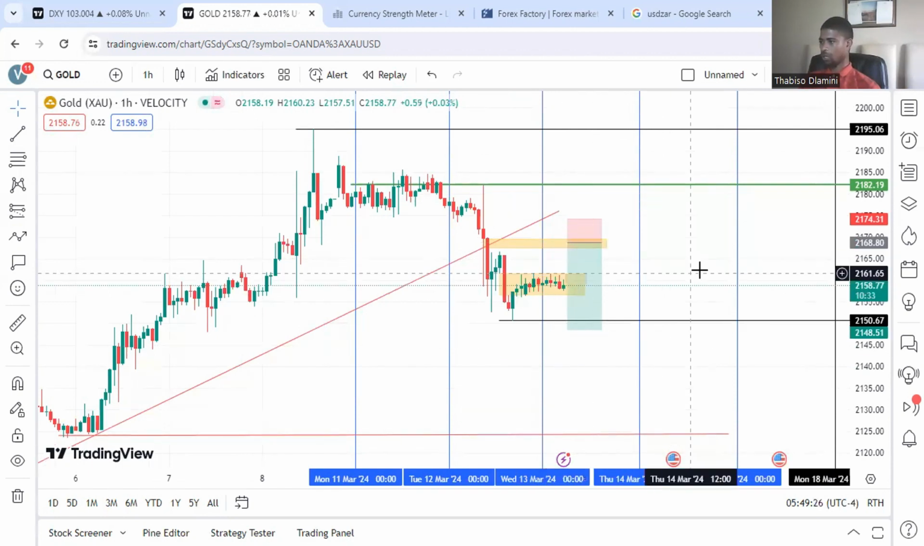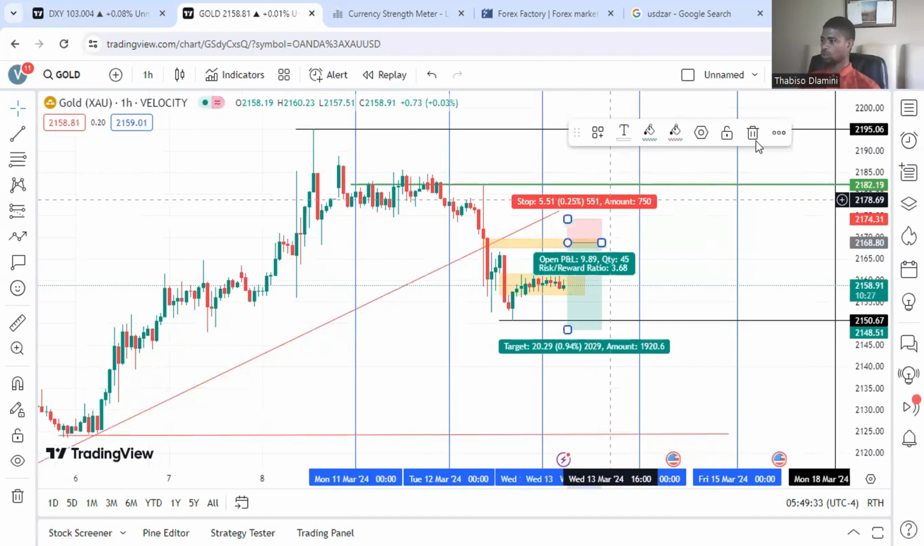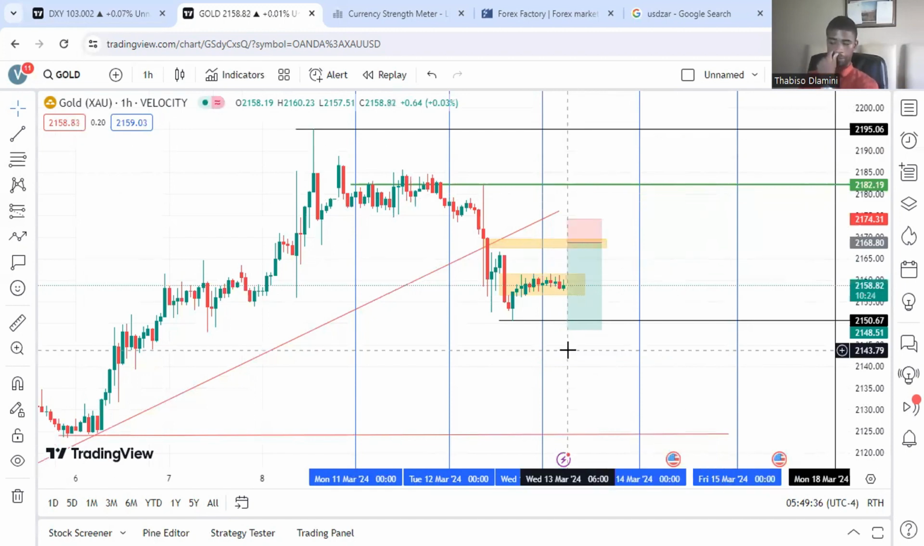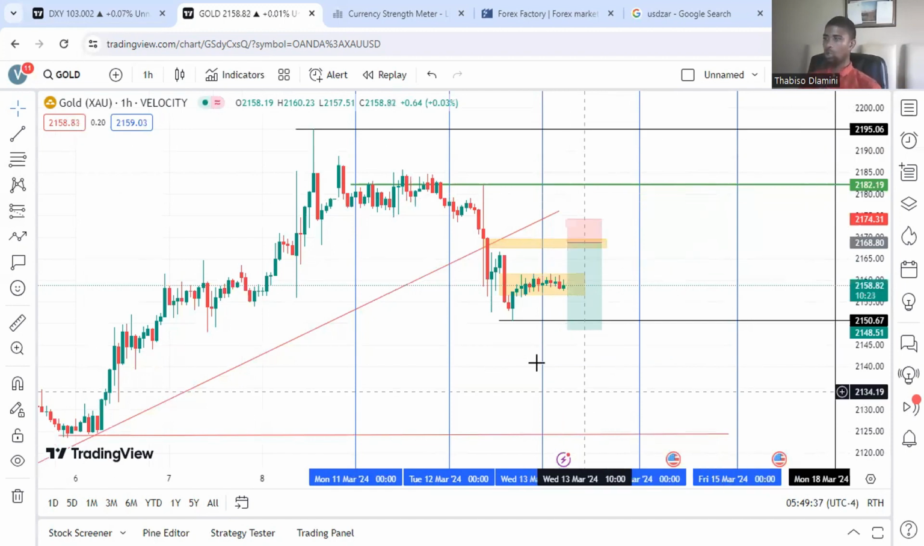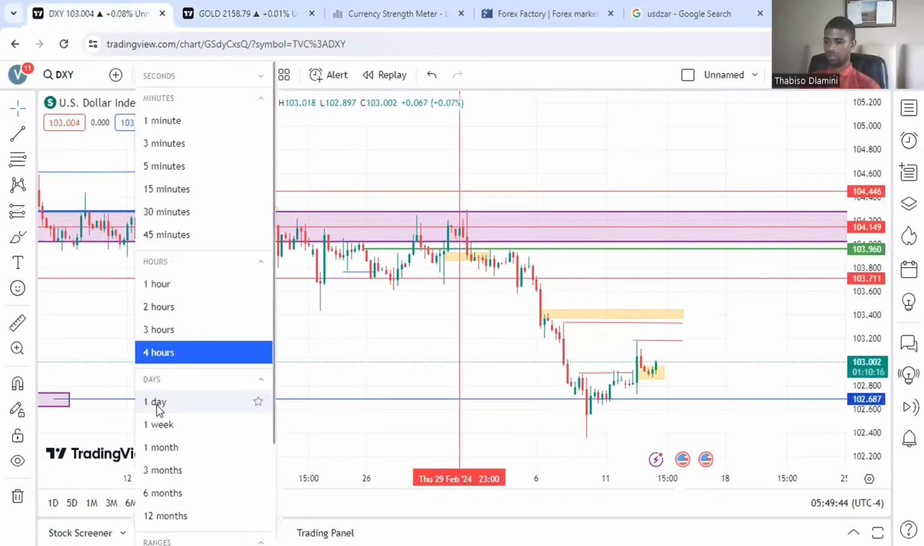It could not happen today, it could happen tomorrow. But I'm expecting gold to go towards the downside. That's what we're expecting for gold, to continue towards the downside. Now let's check our DXY and see what price has been doing. Okay, these are all the analysis.